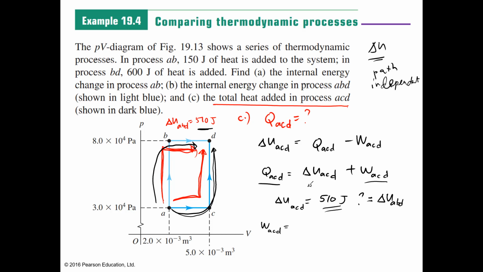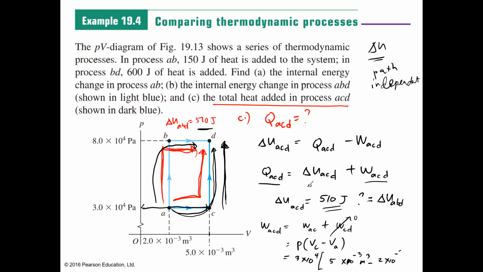WACD equals WAC plus WCD. In the CD part of the process, your volume is constant, so the work done is 0. So the work CD is 0. What remains is the work done from point A to point C. At constant pressure, we have P times the volume at point C minus the volume at point A. It is equal to 3 times 10 to the 4 times 5 times 10 to the minus 3 meters cubed minus 2 times 10 to the minus 3 meters cubed. That is equal to 90 joules of energy.